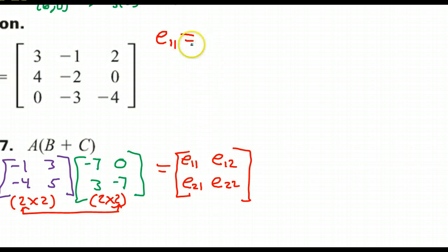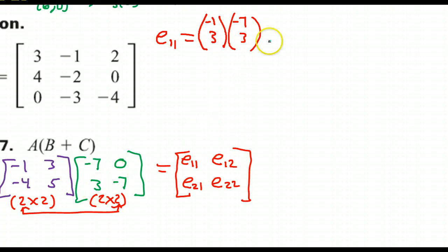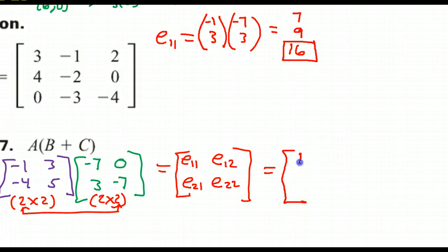1, 1, for example, 1, 1 means row 1 times column 1. That's row 1 from the first matrix, column 1 from the second matrix. So I have to do -1 and 3, that's row 1, and -7 and 3, that's column 1. I will multiply and add. So this is going to give me +7 and 9, so that's 16. So element 1, 1 is 16. I'll go ahead and show it instead of erasing. So that'll be 16 so far. I just need to do that 3 more times.